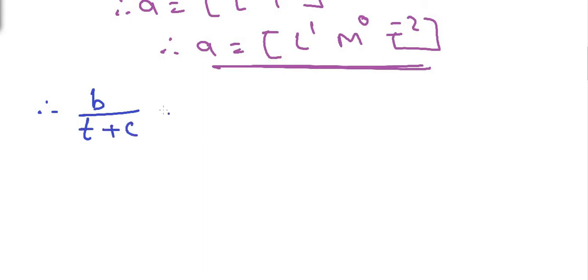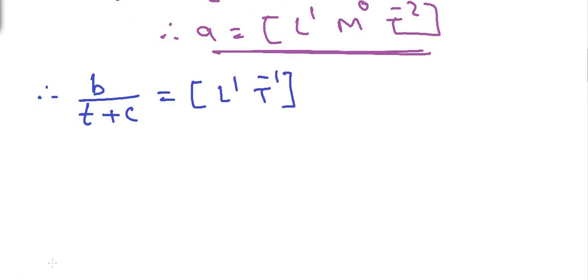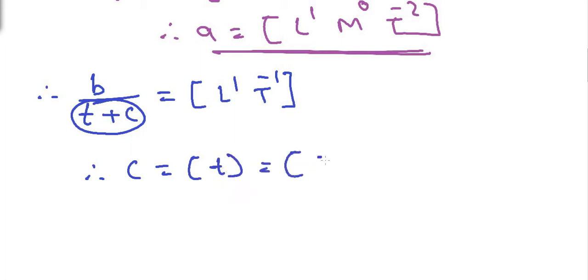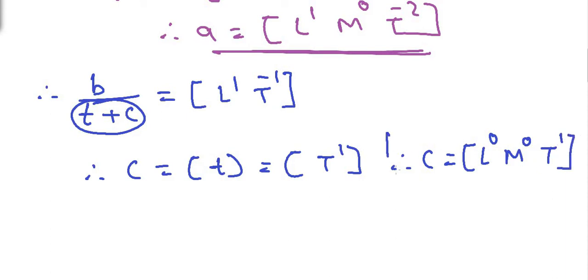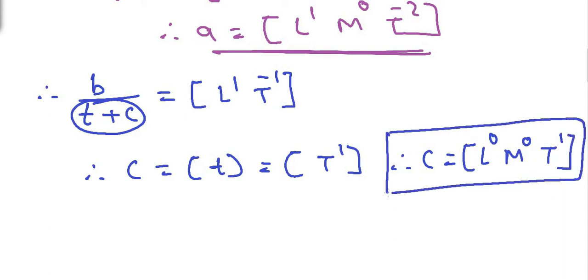So b upon t plus c is equal to the dimensions of velocity, L raised to 1 t raised to minus 1. Now have a look at the denominator. C is added to time t. We can add only time to time, and therefore the dimensions of C are same as the dimensions of t, that is t raised to 1, and therefore dimensions of C are L raised to 0, m raised to 0 and t raised to 1. So these are the dimensions of C.